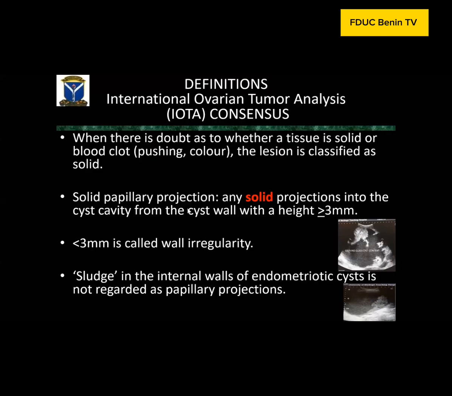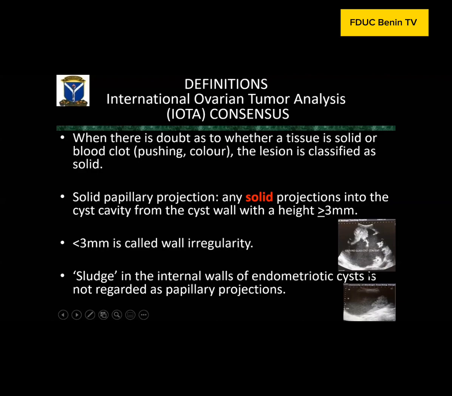A solid papillary projection is any solid projection into a cyst cavity from the cyst wall, which measures greater than 3 millimeters. You can see I bolded the solid. When it measures less than 3 millimeters, it is called wall irregularity. This is an unfortunate lady, 25 years old, with advanced ovarian cancer. So you can see these are papillary projections because they are solid tissues. They can take up blood flow color, and the measurement is greater than 3 millimeters.